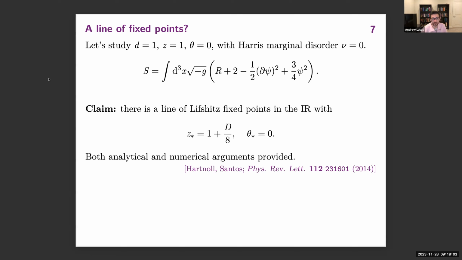I'm going to go through the analytical arguments at a mild level of detail, because as we'll see, it's very important to understand exactly what's going on in the bulk to get the right picture for the fixed points.